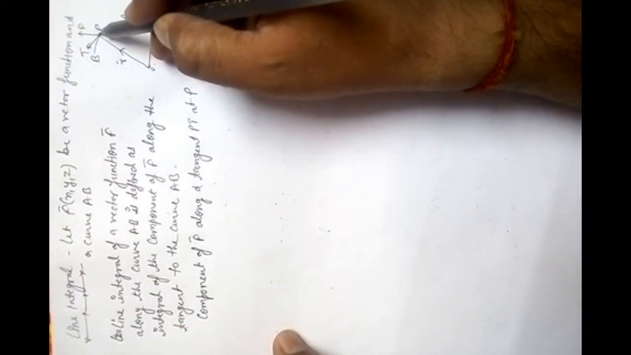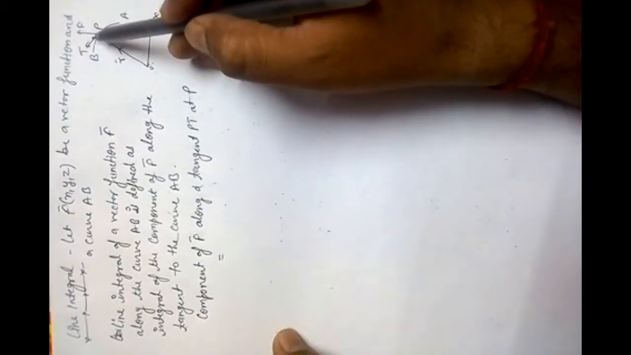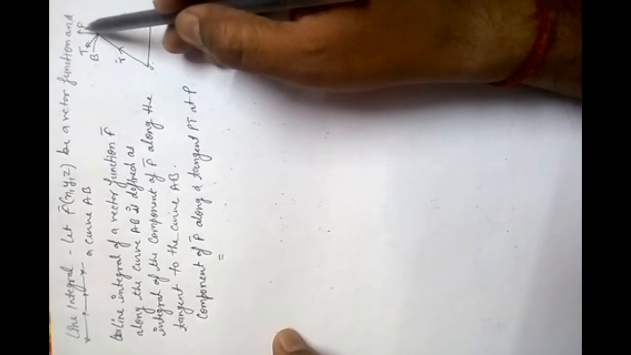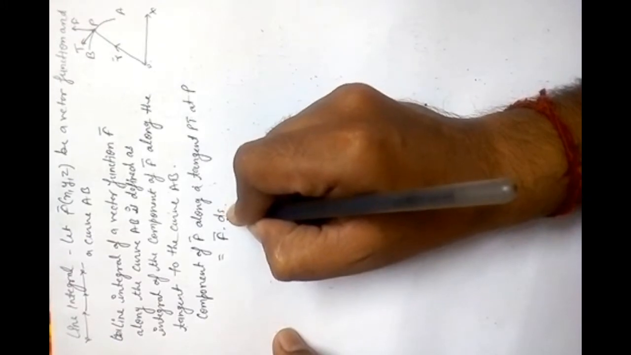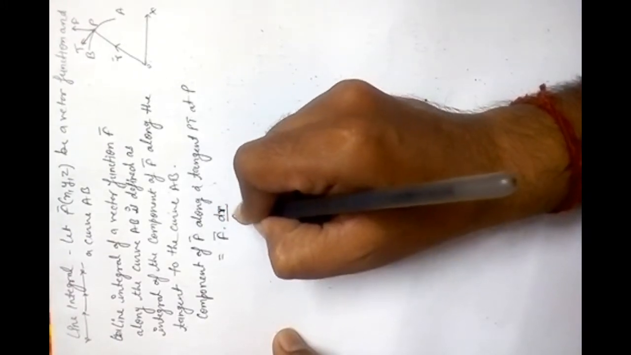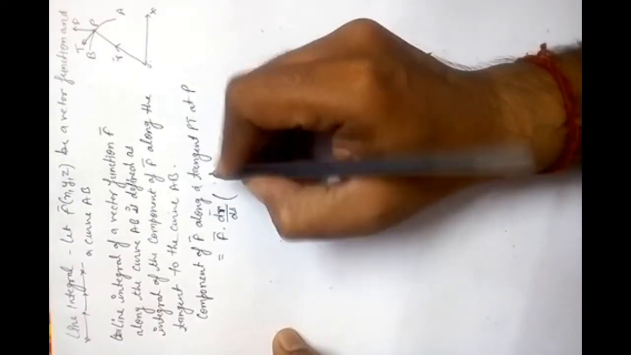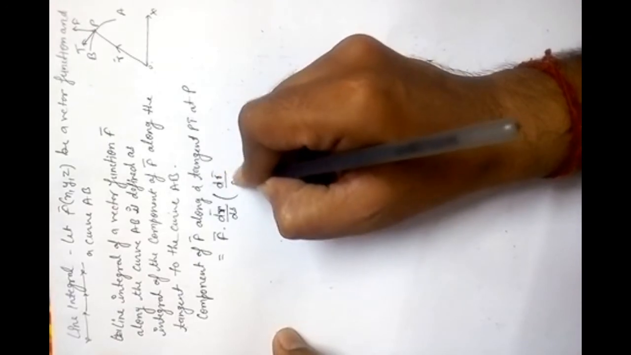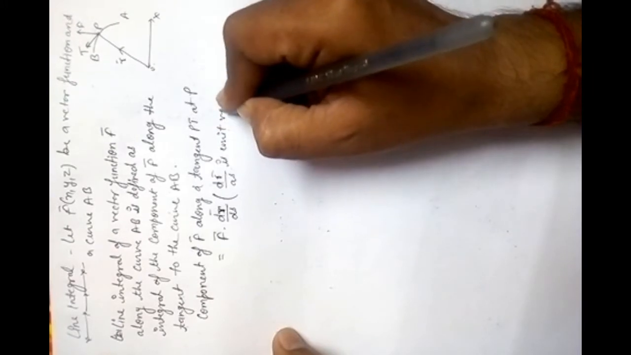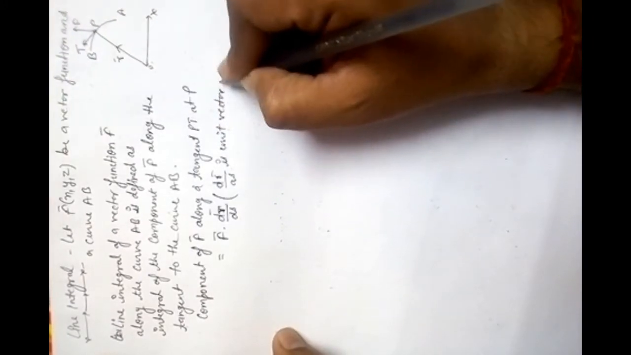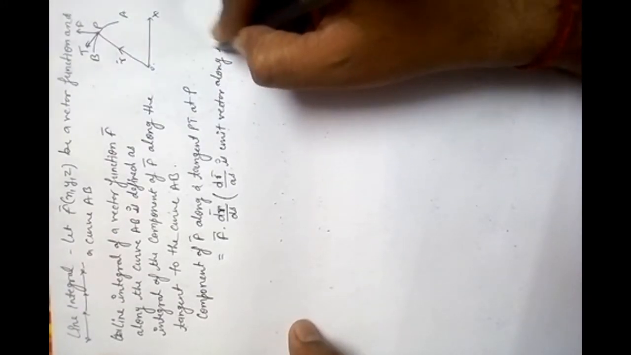is the tangent at a point P, which can be written as the dot product of vector F and the unit vector along PT. That means vector F dot dr on ds, where dr on ds is the unit vector along the tangent PT.